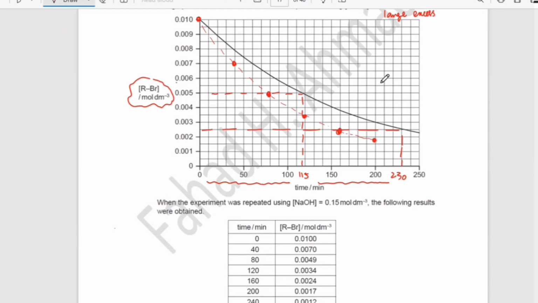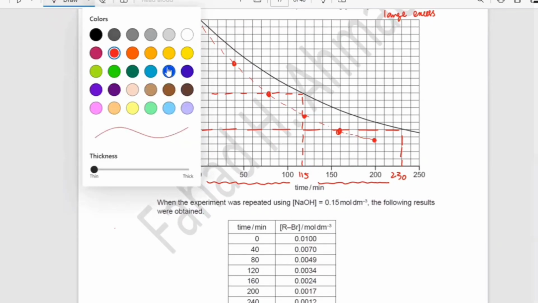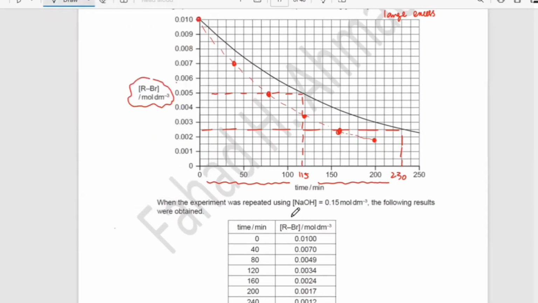So this is the sketch, if you can see this on your screen. The first graph, the first one on top, is where NaOH concentration was 0.1 mole per dm cube. The second line, the one that goes further, is where NaOH concentration was 0.15 mole per dm cube. The only thing he did in the two experiments was increase the concentration of NaOH to 0.15 mole per dm cube. So obviously the reaction became faster, so the curve is much steeper.